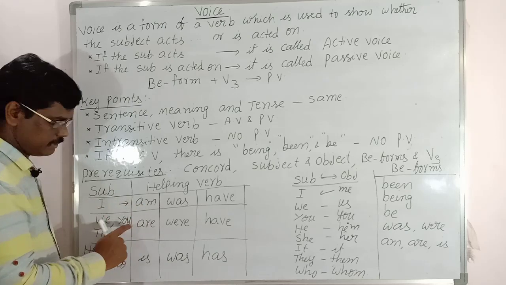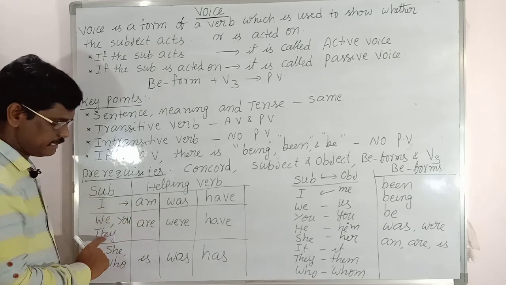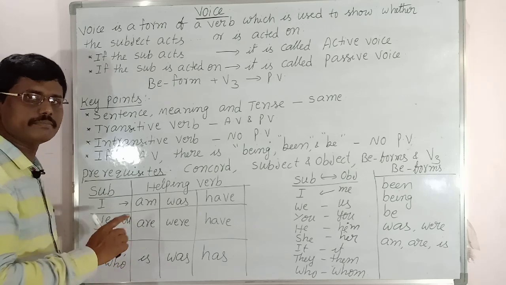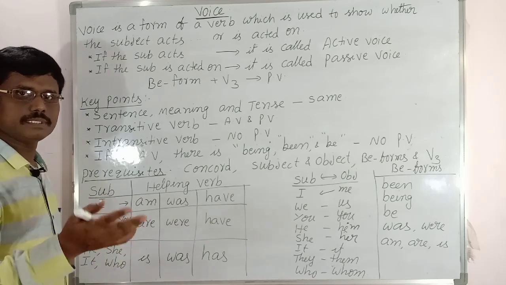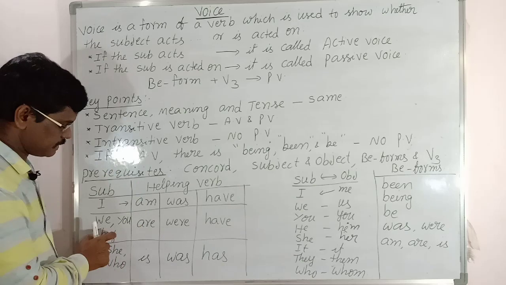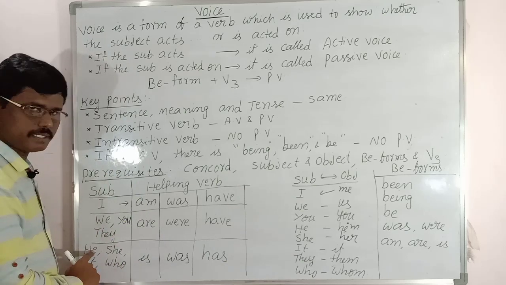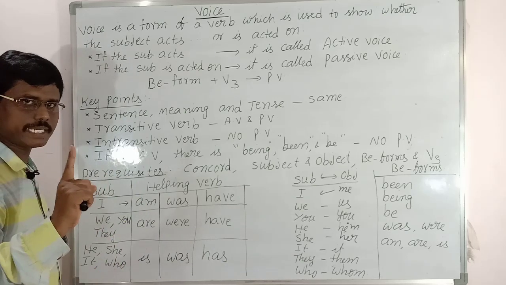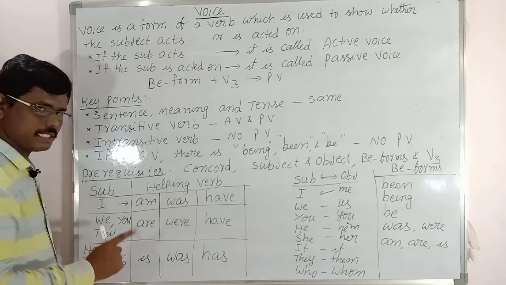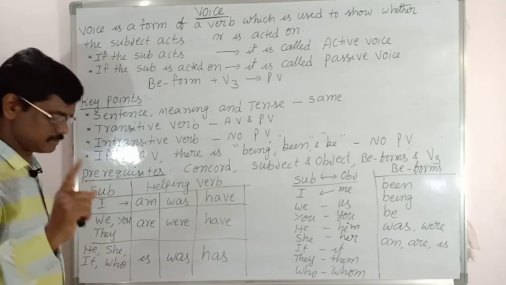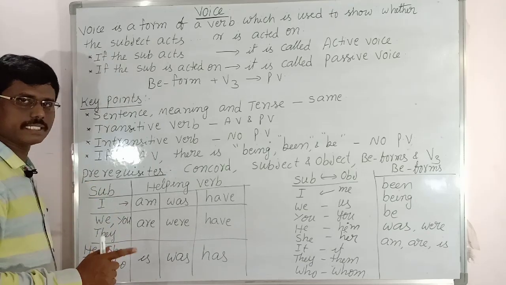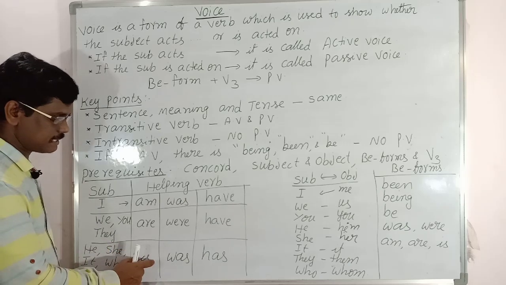We are, you are, they are. They means many: many people, many things, many places. They are. He, one boy, one man, one person. She, one girl, one person. It, one thing. Who is.